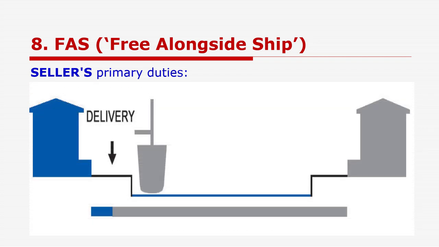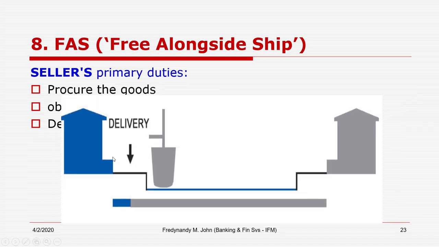Now on this sketch here, suppose that this is the port, the seller is required to deliver the goods alongside the ship, not on board the ship, alongside the ship. And it is at this point where risk will be transferred from the seller to the buyer. So remember, the named port of shipment is located in the seller's country, in the country of export, and the goods are supposed to be delivered alongside the ship, not on board a ship.